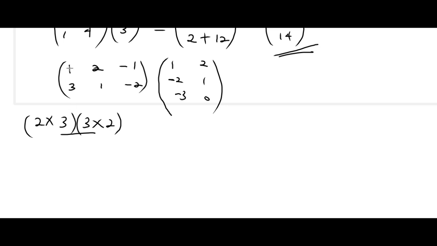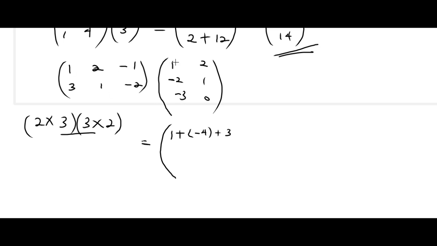So what do we do? The first row here multiplies the first column here, the first row here multiplies the second column here, then the second row here multiplies the first column here, and the second row here multiplies what? The second column here. So this is how to go about it. 1 times 1, 1, plus 2 times minus 2, that is minus 4, plus minus 1 times minus 3, that is 3.